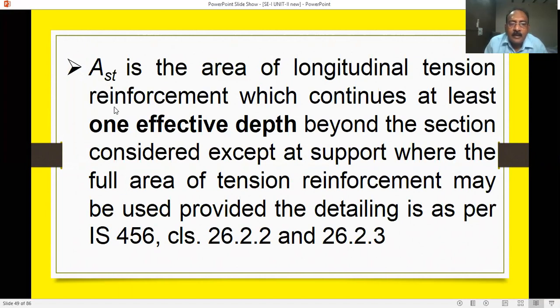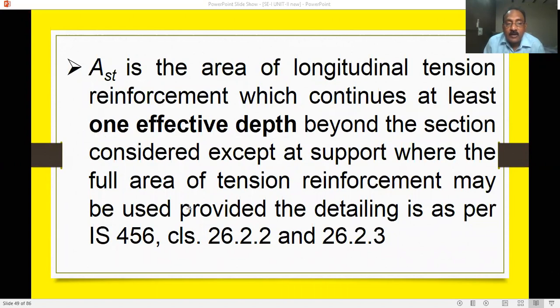See here, I've given a bold letter. Why? Because this is a very important point. See, where you will have maximum tension reinforcement, where you will have maximum shear is one effective depth. Here you will have maximum shear force. You have to provide more shear reinforcement near the support. So this paragraph is a very important point.